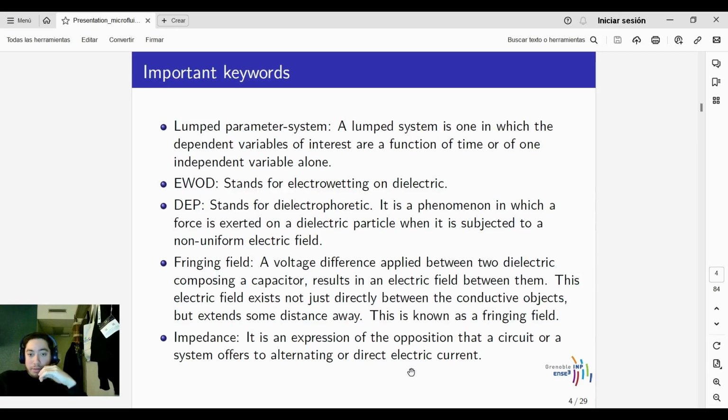Nevertheless, this is wrong because that's the difference between the impedance and the resistance, or the resistivity. The resistivity is the opposition of a circuit to DC current, but the impedance is the opposition of a system to AC current. So this must be deleted.